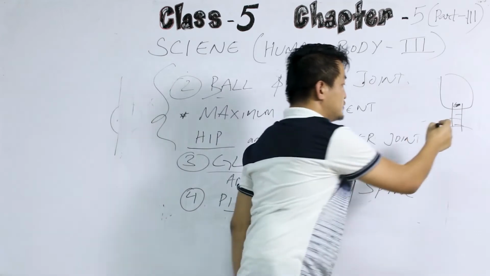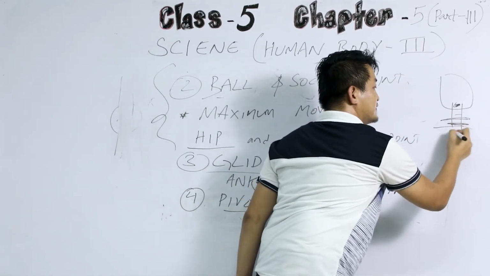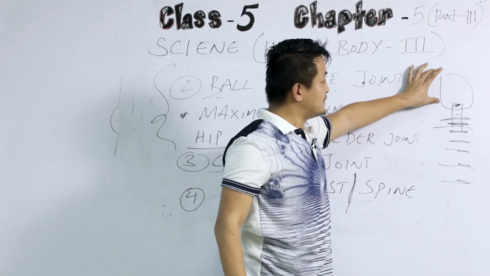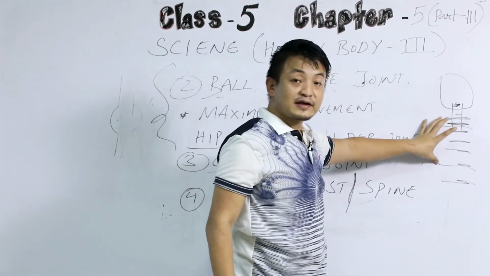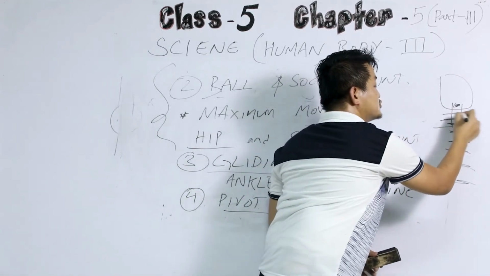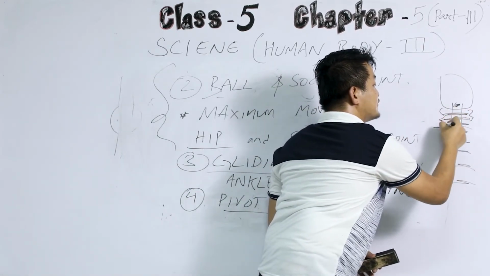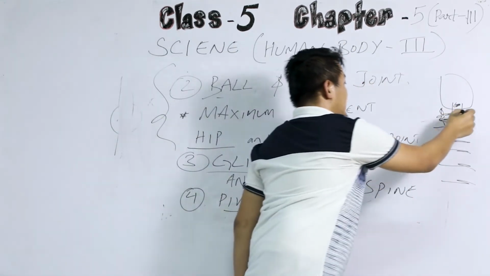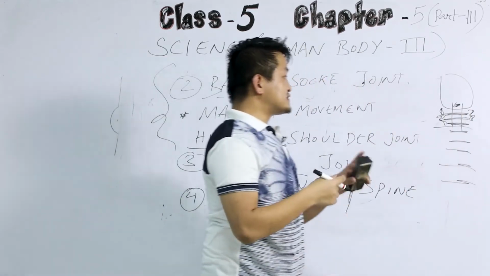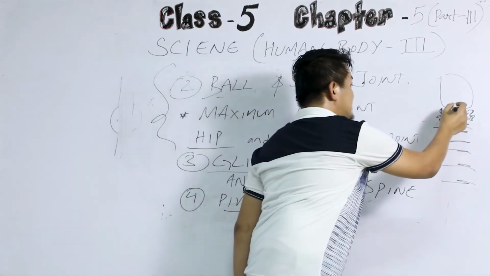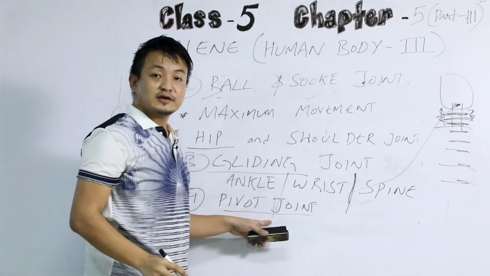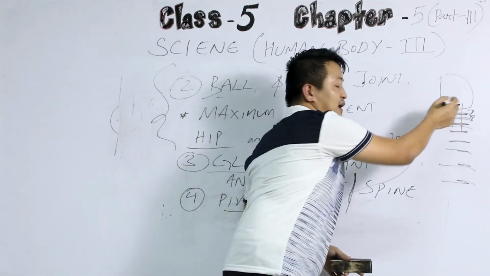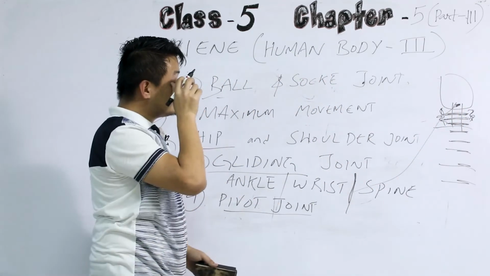uppermost two. See, we have, okay, so let's say this is the human spine, this is the skull, okay. So the first two vertebra, the first two spine, between the first two spine and the skull, there is a joint, okay. There we will find this pivot joint, okay. We'll find this pivot joint between the first two spine and the skull, okay. So you can keep this in mind.